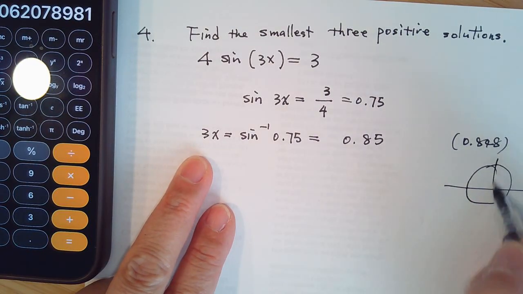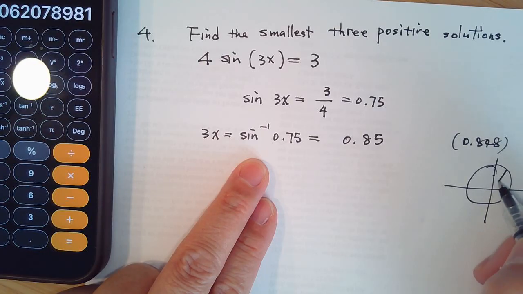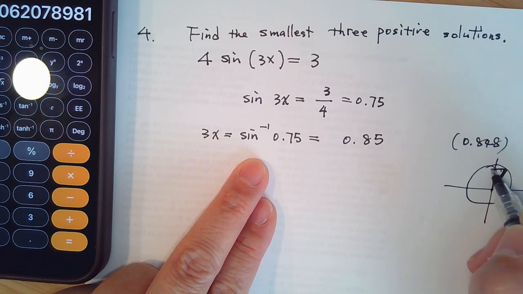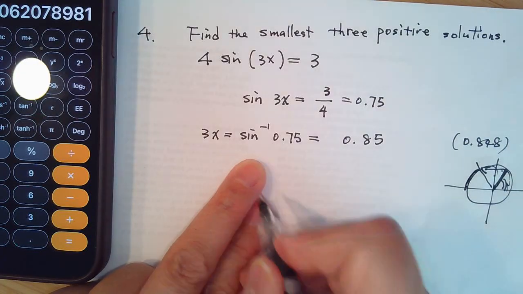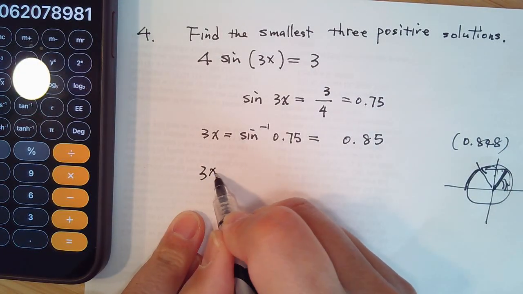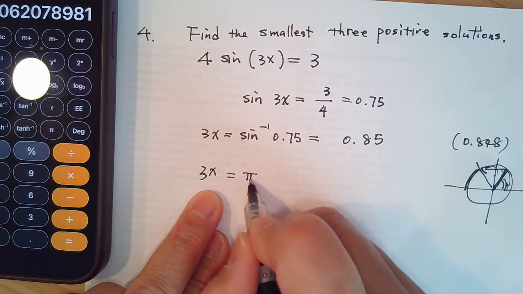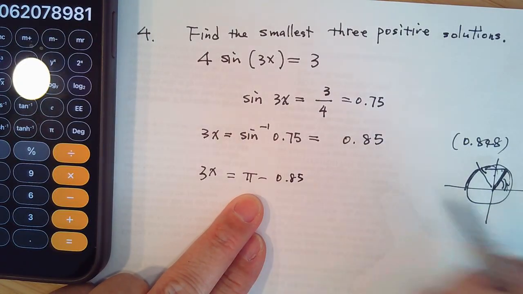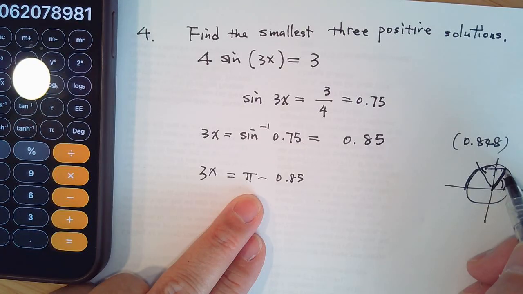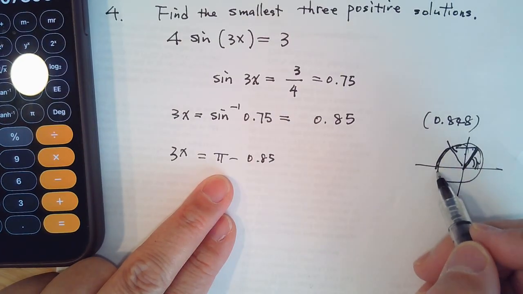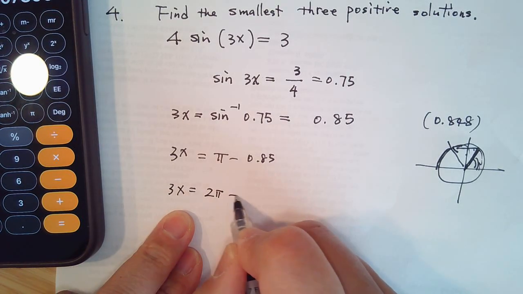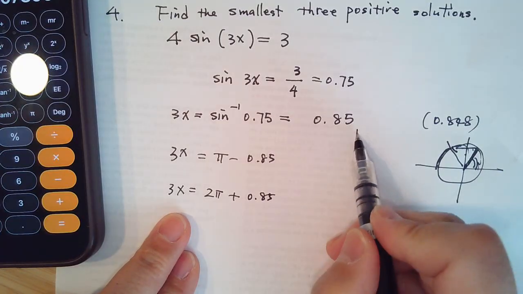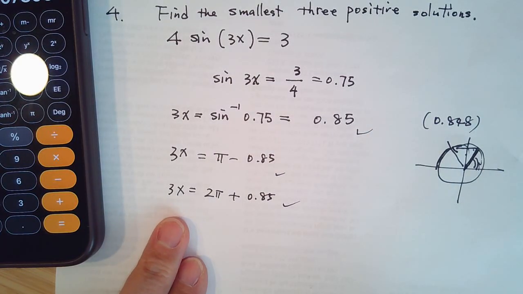Okay, so for sine is 3/4, which is here. And then what will be the next one? The next one will be pi minus that. So see, this is 0.85. So the second of the 3x will be pi minus 0.85, right? Okay, so that's the first solution, and here's the second solution, and then here will be the third solution. So the 3x, again, will get 2 pi plus 0.85. So far, those are the three smallest solutions for 3x.